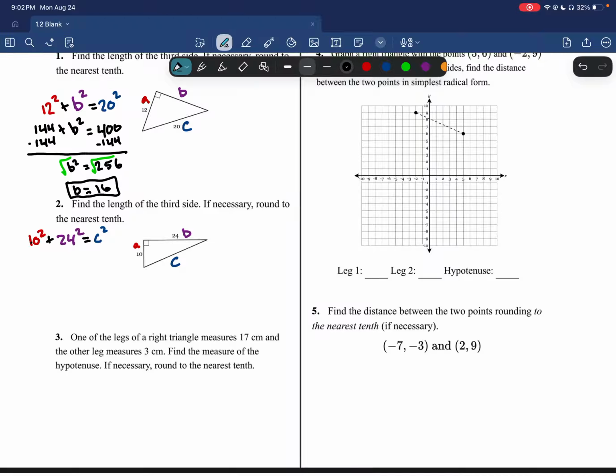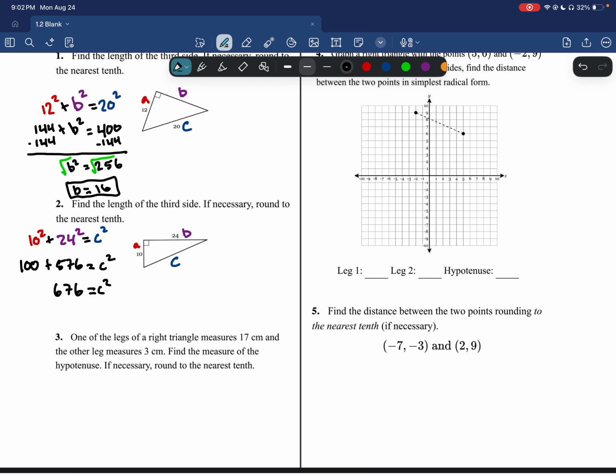So 10 squared, I can do that in my calculator, or if I know what 10 squared is, 10 squared is 100. Plus 24 squared, I can type that in my calculator. 24 squared is 576, and that is equal to C squared. Well, I can combine these two. 100 plus 576 is 676.